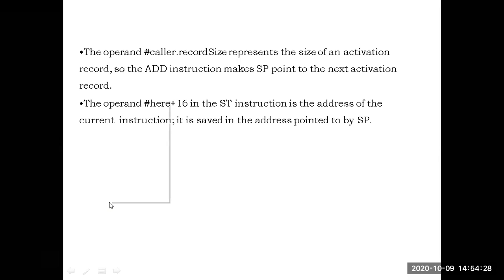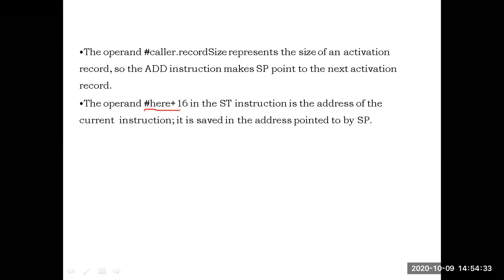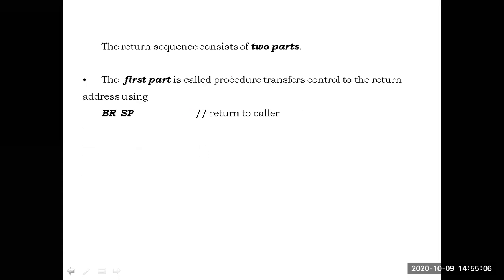See, this is #here + 16. What is the meaning of that? #here indicates the address of the current instruction, and 16 is how much memory is taken by the current instruction. That is, #here indicates the address of the current instruction, and plus 16 indicates how many bytes are taken by it. The store instruction will store the address pointed to by the stack pointer.